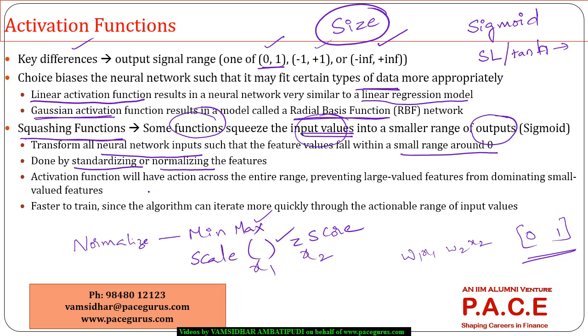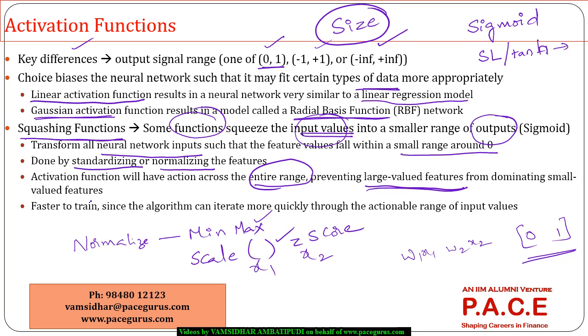So now the activation function takes the entire range. Otherwise, if this normalization is not done, there is a possibility that those features which have large values might dominate those features where the values are very small. I don't want that kind of thing to happen. So we are bringing all the variables to a common scale, either between 0 to 1 or a Z scale, where everything is transformed into the corresponding Z score.